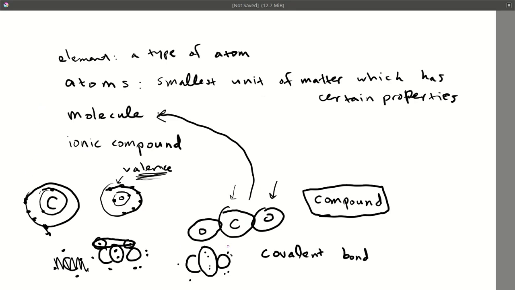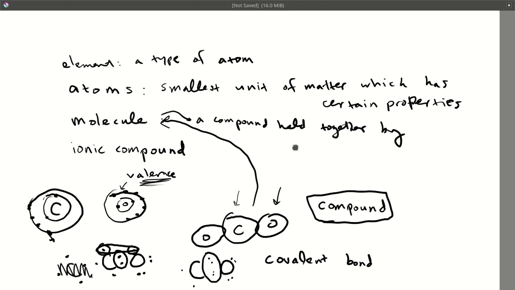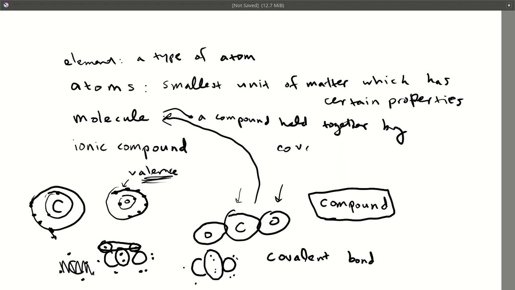A covalent bond forms a compound which is called a molecule. So a molecule really is a compound held together by covalent bonds only. Covalent bonds only. That is what a molecule means. The word molecule means a compound held together by covalent bonds.